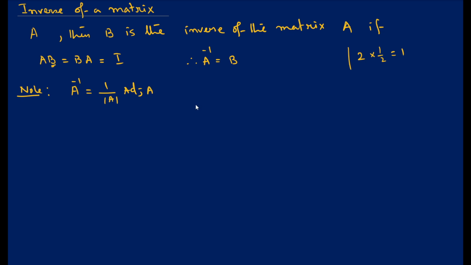Okay, 1 by determinant A into adjoint A, provided determinant A is what? Not equal to 0. So I think you still remember what determinant A not equal to 0 is called, right? In the first introduction video on matrices and determinants, it was there: if determinant A is not equal to 0, then the matrix is called what? Non-singular. So the matrix has to be non-singular to find the inverse. Okay, if determinant A equals 0, then the inverse of that particular matrix does not exist. Okay, now let us take an example.